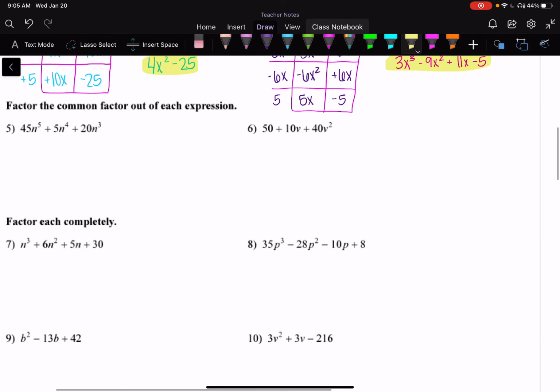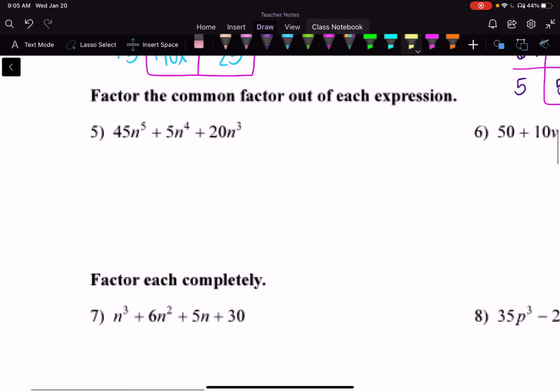Next, we're going to move on to number 5 and number 6 and factor out a GCF. Common factor is short for GCF. So for 45n to the 5th, I'm going to list all of my factor pairs. If you have trouble finding your factor pairs, remember that you can go into your table, take 45 and divide it by x. Start at 1 and list all of your factor pairs.